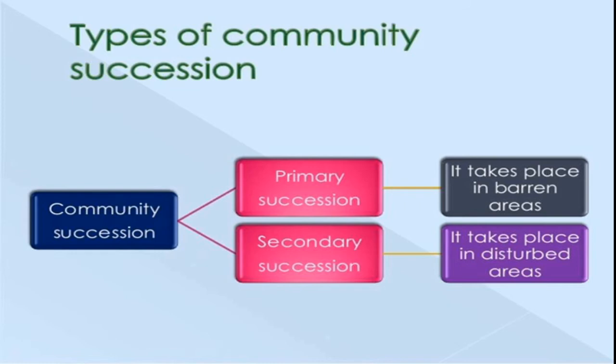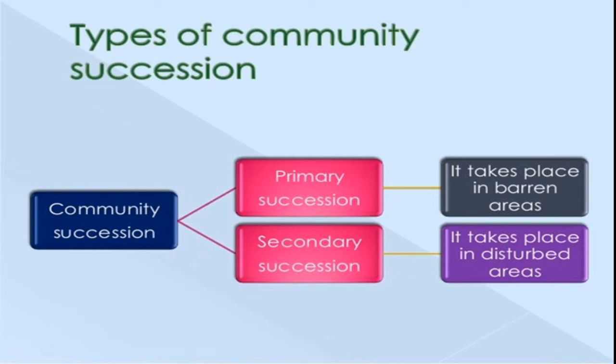Ecological succession can be classified into primary succession and secondary succession. Primary succession is the development of a community on a lifeless barren area like sand dunes, newly exposed rock area, volcanic islands, etc. The first group of organisms inhabiting in ecological succession is the pioneer community.